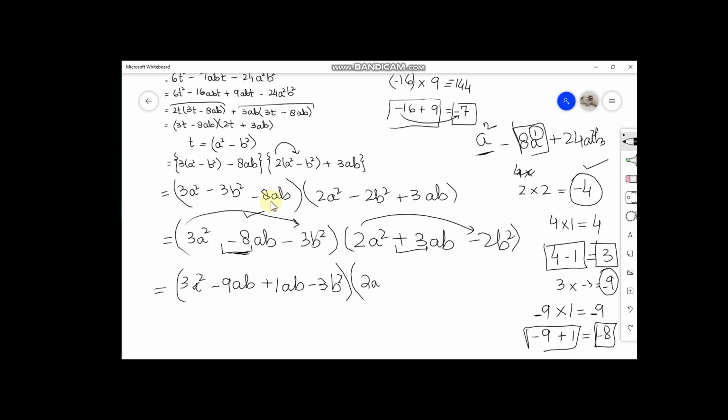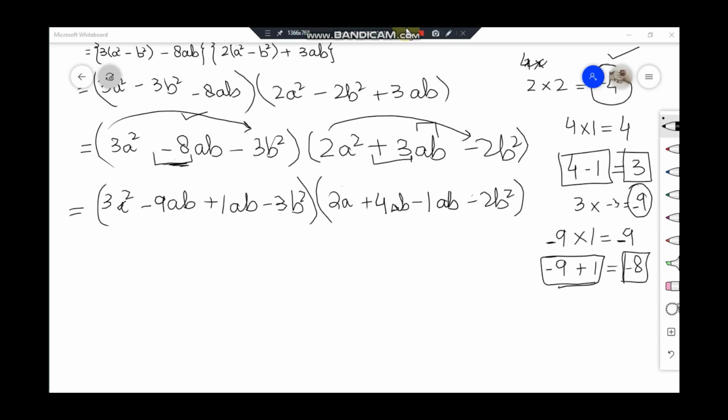So the first term will remain as it is, plus 4 and minus 1. See, I have written these 2 digits in place of 3, and the variables of 3 will be written with both the digits, that is ab and ab. Now minus 2b square. So students, what will be the next step? Now after placing the factors, we have to take the common of 2 terms.